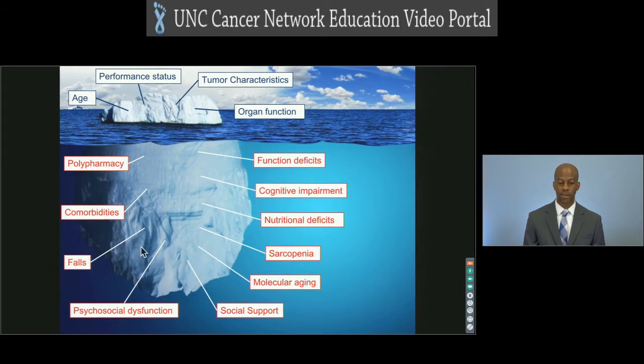Falls, we did a study here, and I'll show you some of these data showing that we're not very good at assessing patients with falls or even detecting them. Psychosocial dysfunction, the support the patient has, as we talked about. Molecular aging and sarcopenia are areas that we're actively researching. Nutritional and cognitive deficits, and certainly functional deficits. These are all independent risk factors for poor outcomes in older cancer patients. And if they are not adequately addressed, they can impact the overall outcome of the patient.